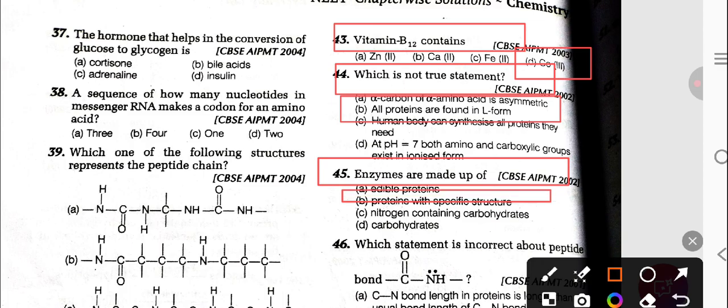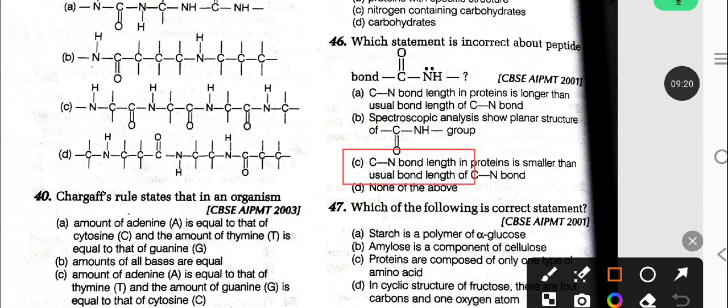Which statement is incorrect about the peptide? It is C. Carbon nitrogen bond length in protein is smaller than the usual bond length of C and N bond. So it can't be smaller. It is larger than the bond length of the carbon nitrogen bond in the peptide bond.